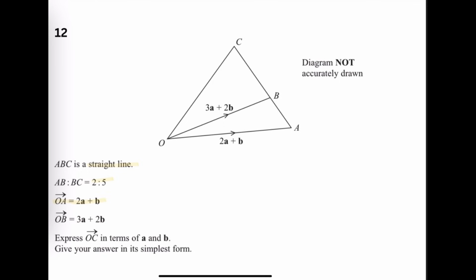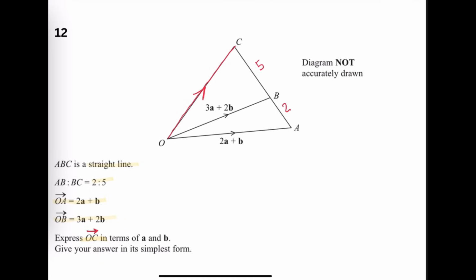OA is 2A plus B, and OB is 3A plus 2B. Express OC in terms of A and B. So let's first label what we're trying to find. We are trying to find this line over here, and it's the direction of OC. We can see that by seeing what's first and the arrow. And we know that AB is 2, and BC is 5.